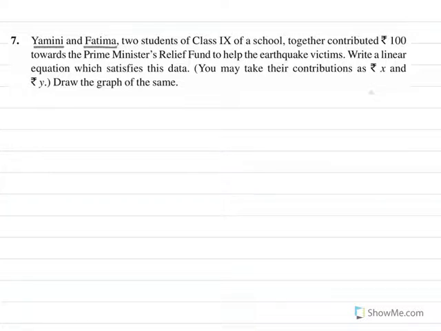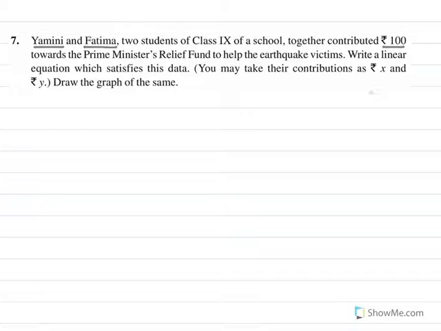Yamini and Fatima, 2 students of class 9th of a school, together contribute rupees 100 towards the Prime Minister's Relief Fund to help earthquake victims. Write a linear equation which satisfies this data. You may take the contributions as x and y.